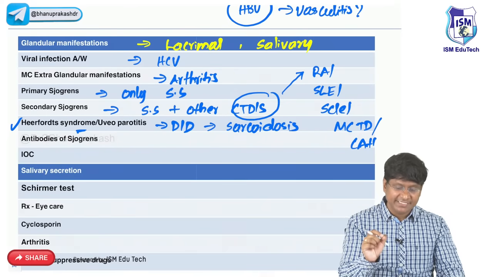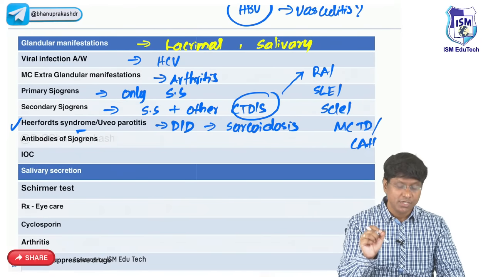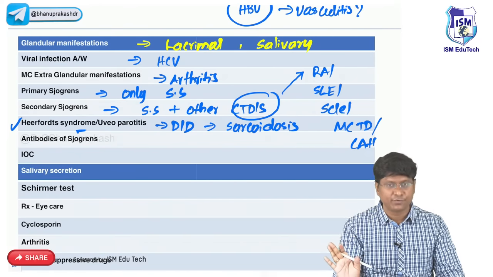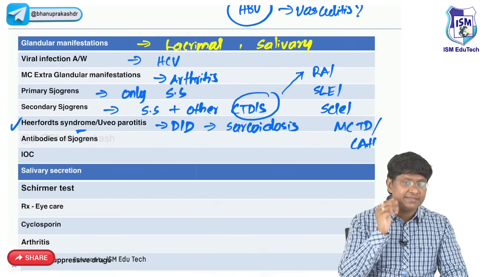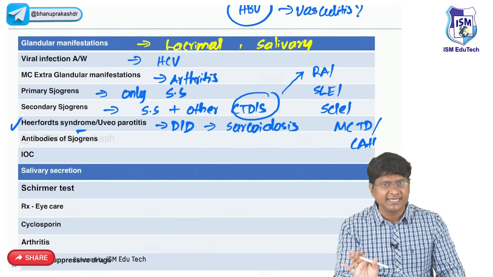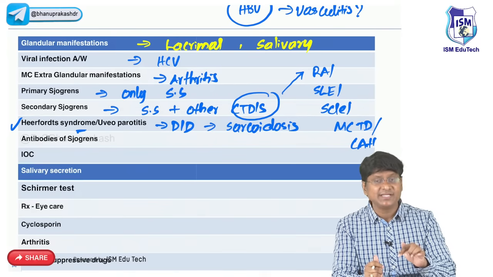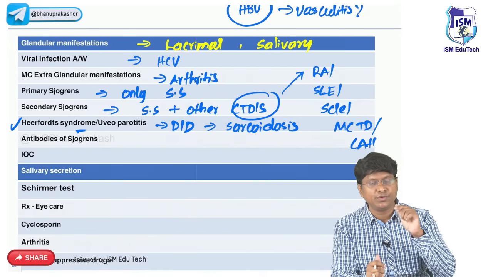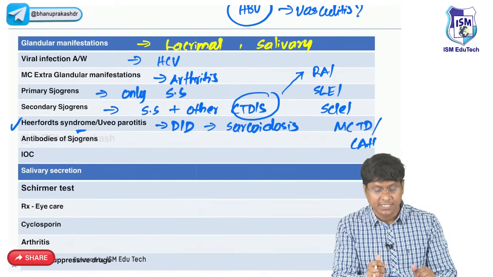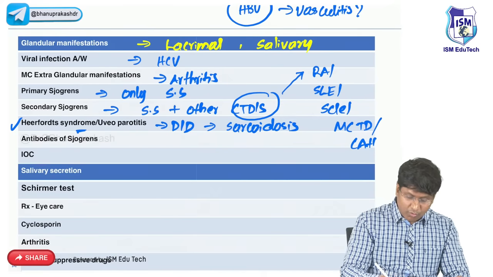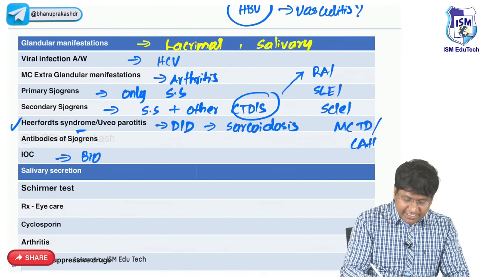Right, but please remember the differential diagnosis of your sarcoidosis or your Sjogren's will be your Heerfordt syndrome. Why? Because even in this there is enlargement of your lacrimal and salivary glands. But how will you differentiate this? In sarcoidosis, when you do a biopsy, you have the presence of non-caseating granuloma. But in Sjogren's syndrome, what is the investigation of choice? That will be the biopsy.